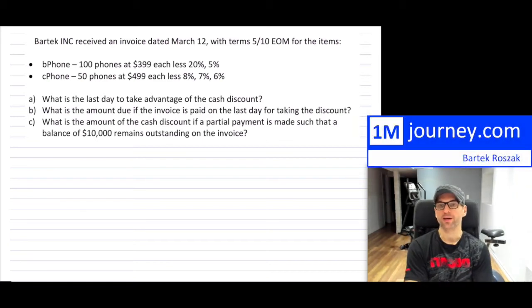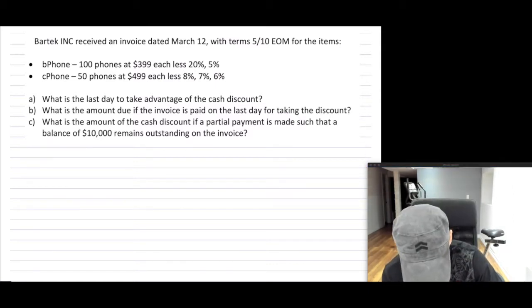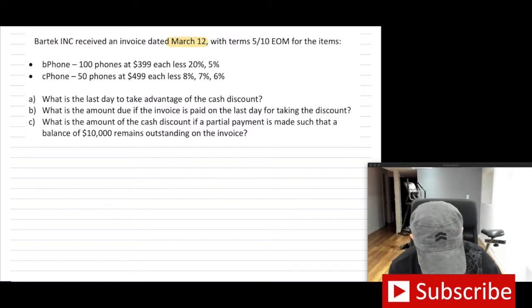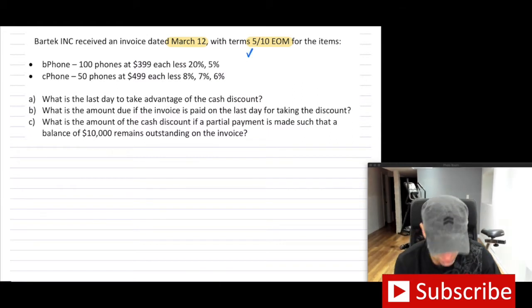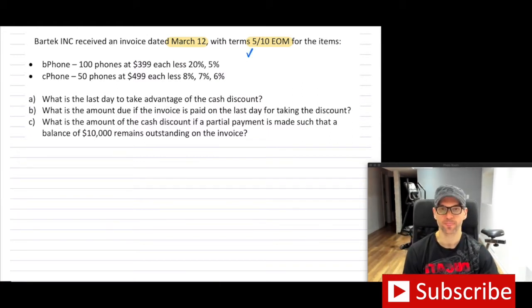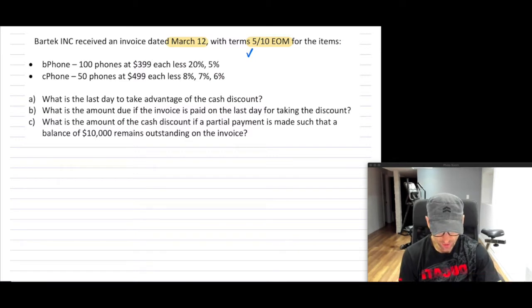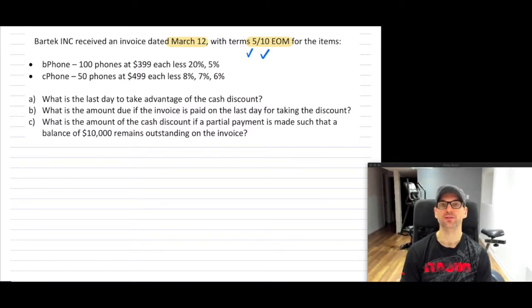All right, so welcome to another cash discount example. In this example, we have Bartek Inc. received an invoice dated March 12th. That's important. With terms 5/10 EOM. So for cash discounts, what this means is I will get a 5% discount as long as I pay within the first 10 days from the end of the month. From the end of the month.